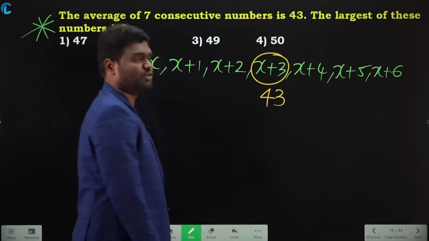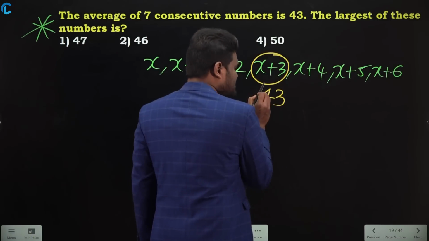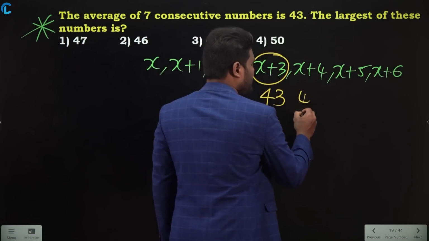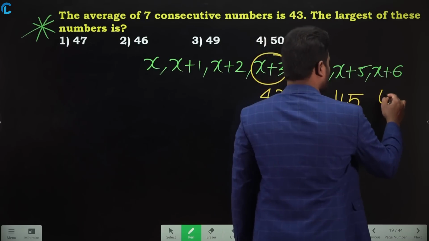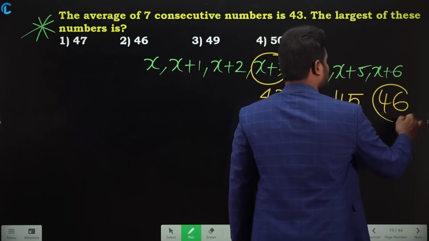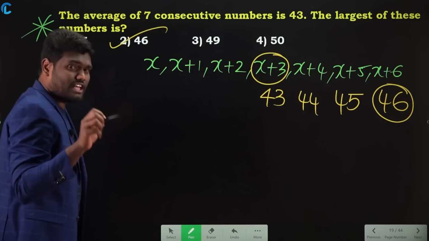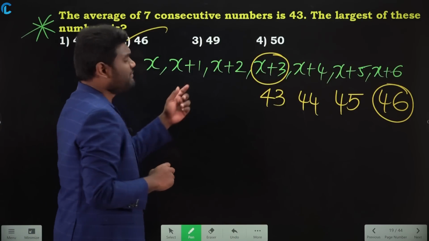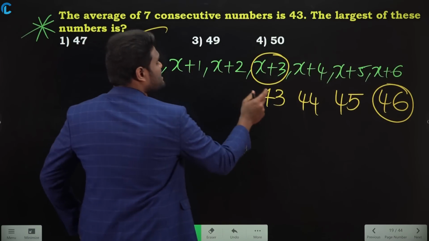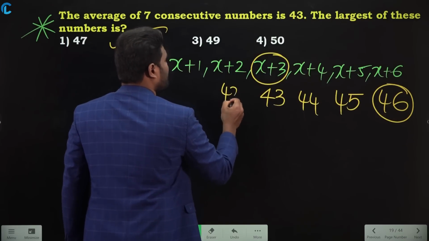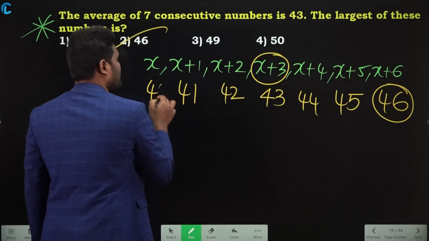Now you are asked to find the highest number. So the highest number is, if this is 43, this is going to be 44, this is going to be 45, and this is going to be 46. So I can say that the highest number is 46. Now truly speaking, if they ask us to find the smallest number, then if this is 43, this is going to be 42, this is going to be 41, and this is going to be 40.